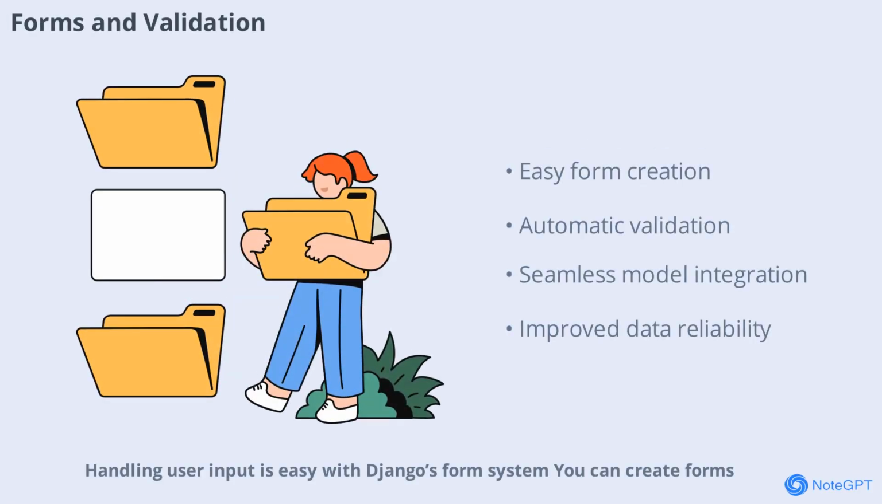Handling user input is easy with Django's form system. You can create forms, validate data, and display errors, all with minimal code. Django's forms integrate seamlessly with models, allowing you to create powerful data entry interfaces. Built-in validation ensures that only clean, correct data enters your database, improving the reliability of your application.